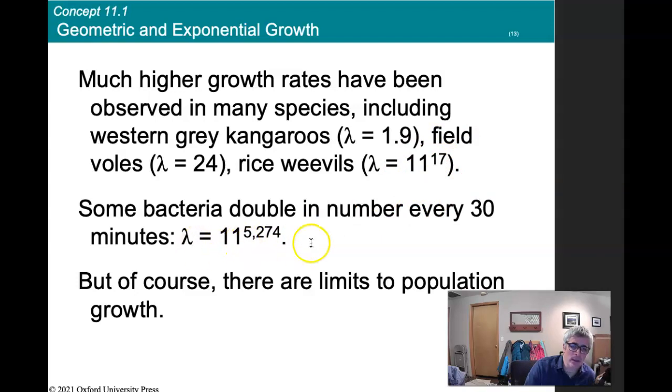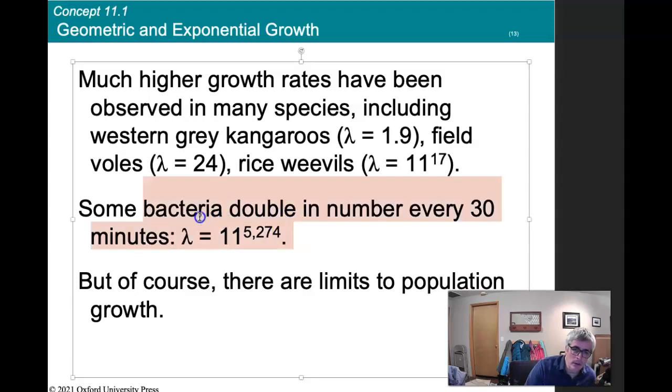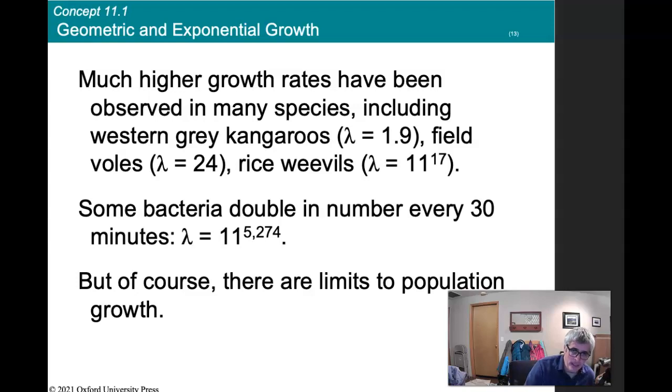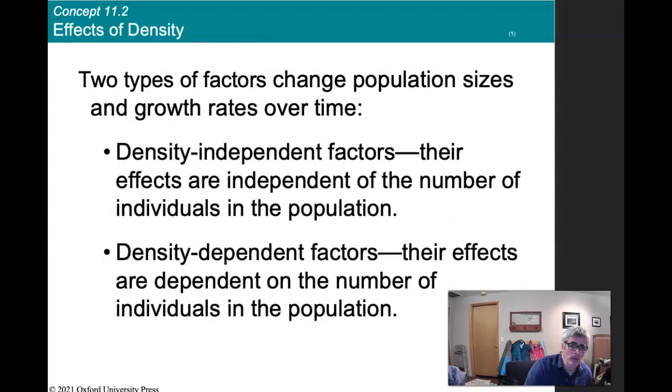Some bacteria double every 30 minutes. What was the stat in the book? It was like, after some period of time, they would use up every atom in the world. But there's a reason that we're not all just overrun by E. coli bacteria. Now, there's limitations to population growth.